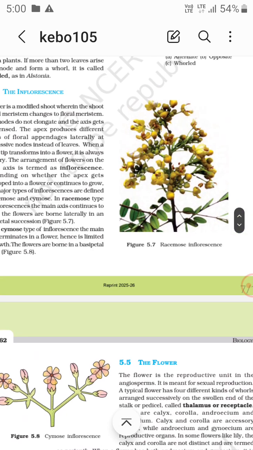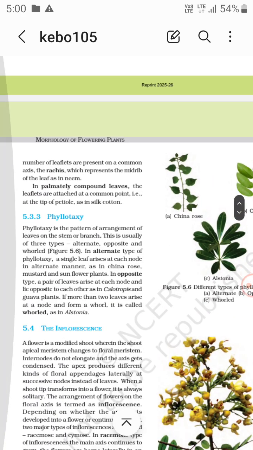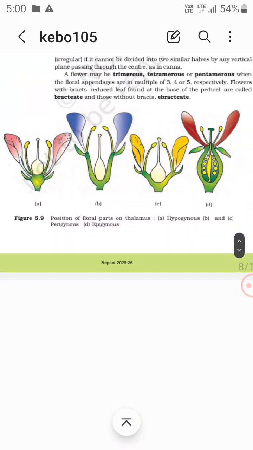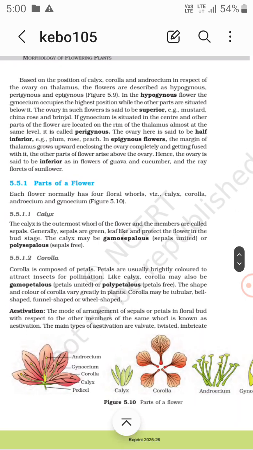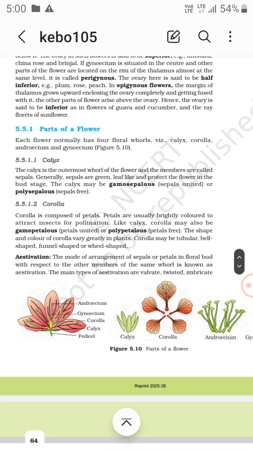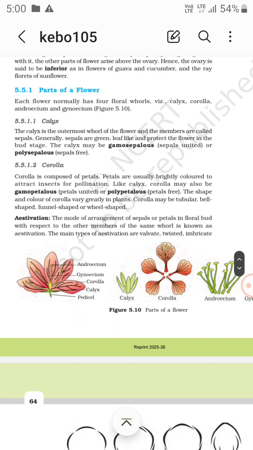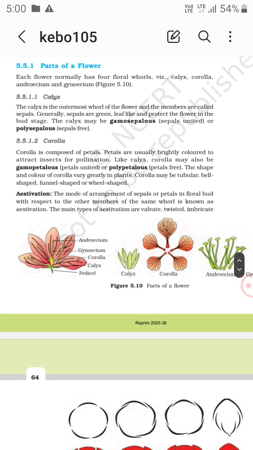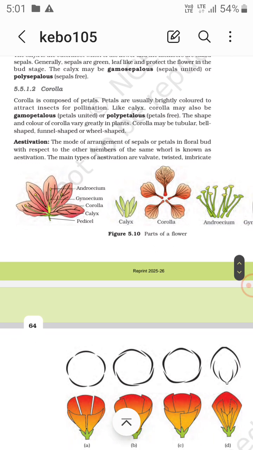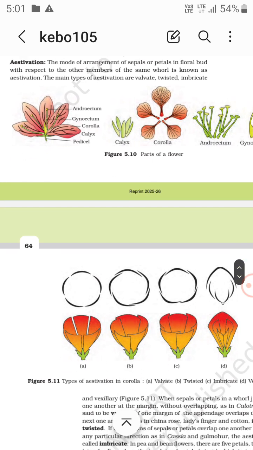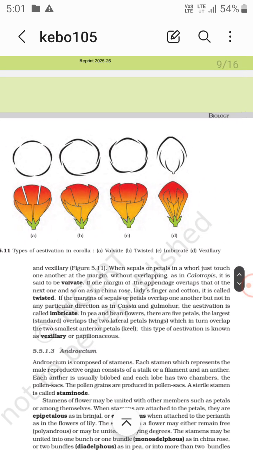And in phyllotaxy, the examples were opposite: calotropis and guava. Here, guava, cucumber, and ray florets of sunflower. Kind of confusing. Now calyx. Generally sepals are green. Okay. Now corolla. The shape and color of corolla vary greatly in plants. Corolla may be tubular, bell shaped, funnel shaped, or wheel shaped. Now aestivation: the mode of arrangement of sepals or petals in floral bud with respect to the other members of the same whorl is aestivation. Now valvate, twisted, imbricate, and vexillary or papilionaceous.